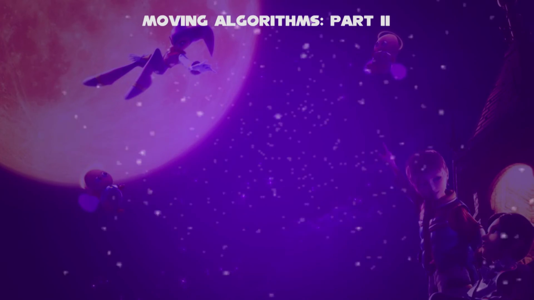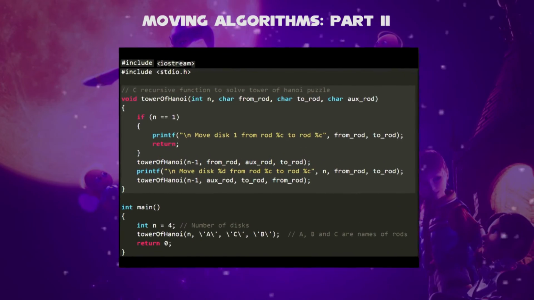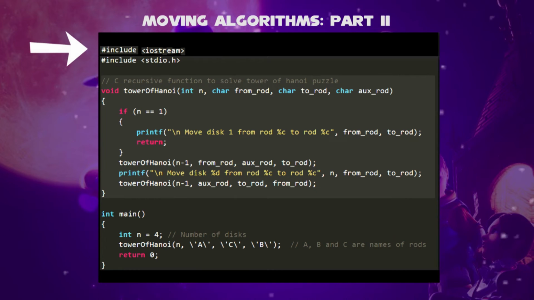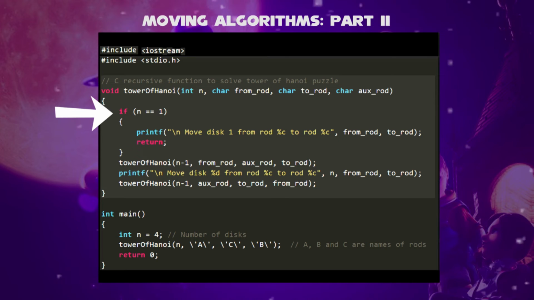For C programming, as you were saying, always start from the hashtag include variables such as input-output stream and standard input and output. Then void Tower of Hanoi and with variables in parentheses. Then start with the curved braces. Using the variable if and put equal sign and 1, then put a print function and return with a semicolon. To end the steps, put a closing curved brace.